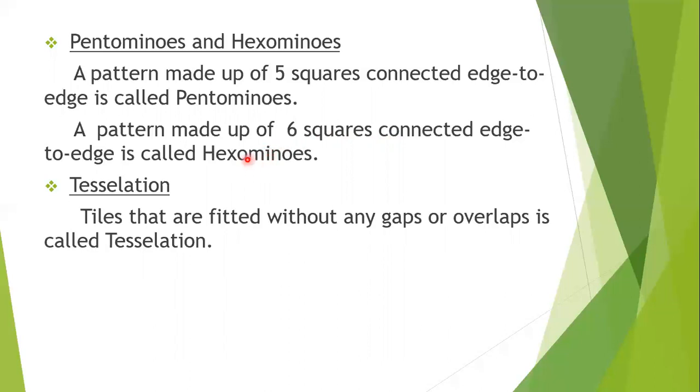Hexa means 6. So pentominoes is the pattern made up of 5 squares, and hexominoes is the pattern made up of 6 squares. Now, children, we can form different shapes using squares, and these shapes can be arranged in various ways to get different patterns that you know. Using the squares, we can make different shapes, and also we can use these shapes to get different patterns.